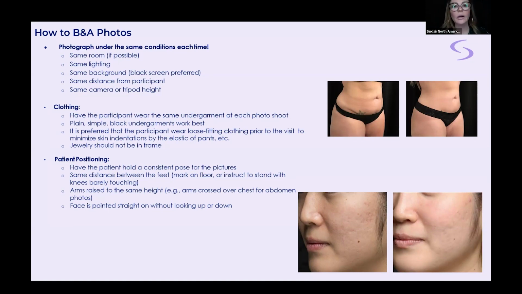Arm raised to the same height. I talked about that. Face is pointed straight on without looking up or down. Okay, we'll talk about angles next, but what we're talking about with straight on is, let's say I came to you for submental issues. That's my insecurity, right? They're always going to be thinking about their insecurity, especially in front of a camera. My goodness, we're putting them in such a vulnerable position. So I get why they do it.